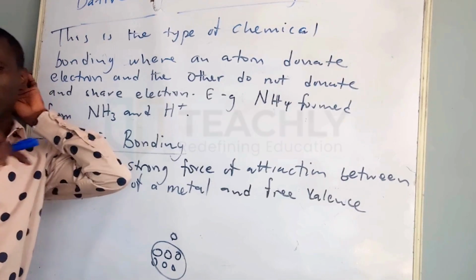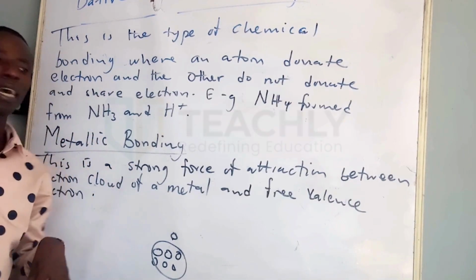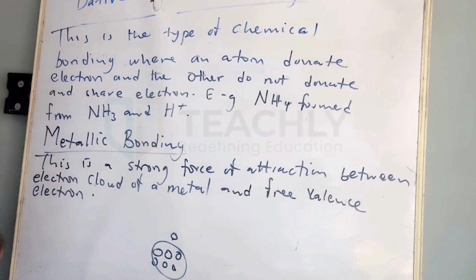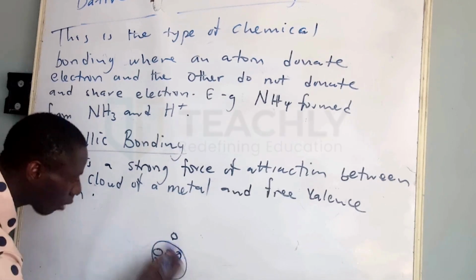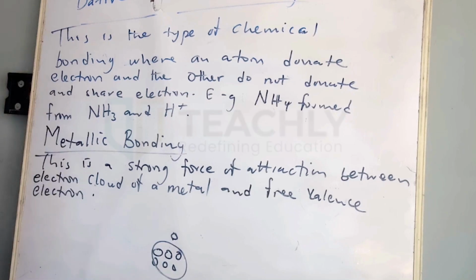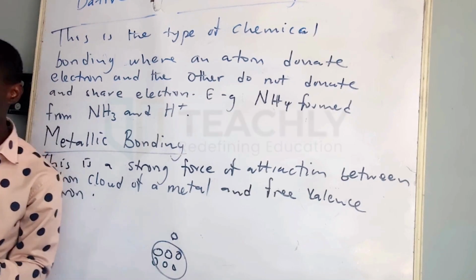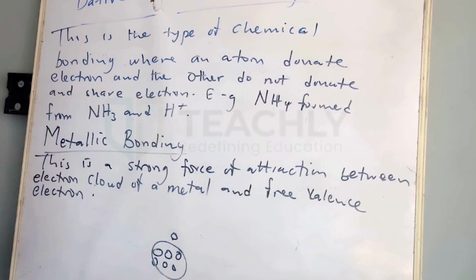As always, metals have free valence electrons. Is that valence electron what the metal uses to react? No, most metals donate electrons to anything they are reacting with. So that free valence electron is attracted to the cloud of electrons inside the metal, and that is what we have under metallic bond.